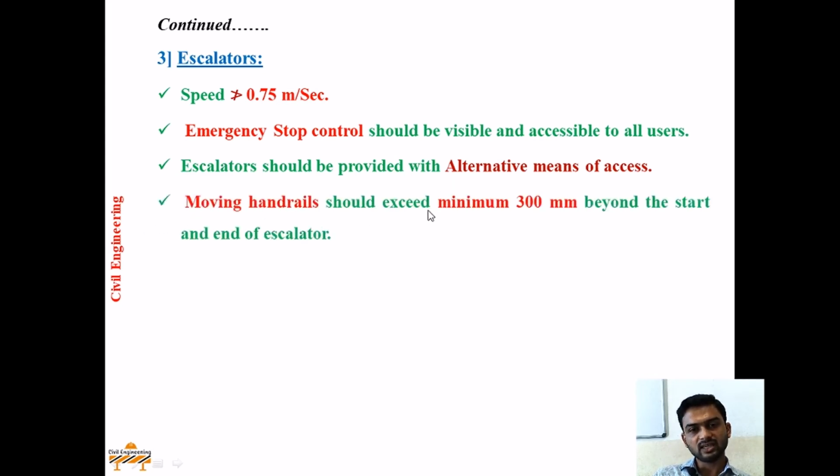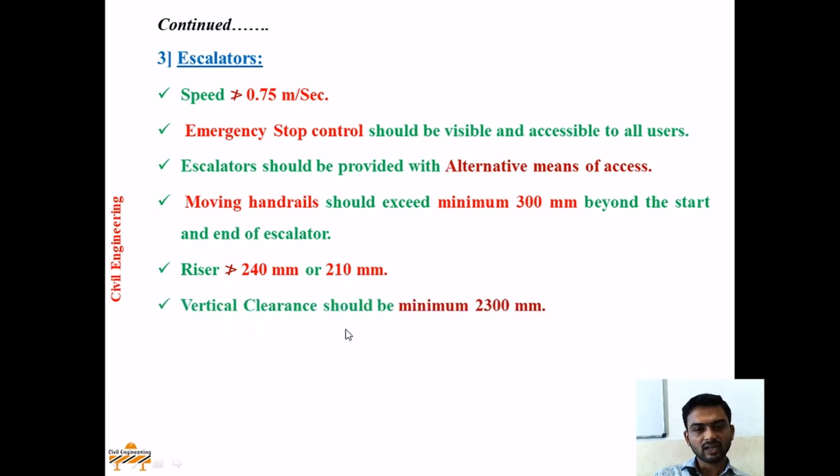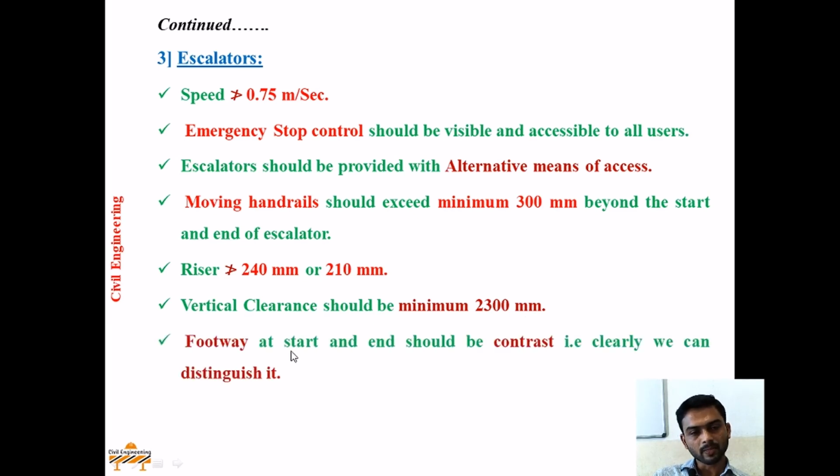The moving handrail should extend a minimum of 300 mm beyond the start and end of the escalator. That means at the portion of landing, the minimum length requirement of the handrails will be 300 mm and it should be movable. The riser in case of an escalator will not be greater than 240 mm or 210 mm. And a vertical clearance of minimum 2300 mm, that is 2.3 meter, is necessary in case of escalators.